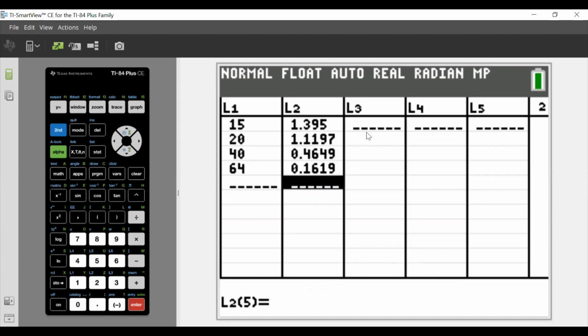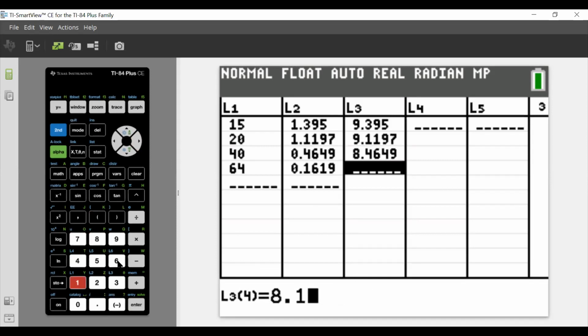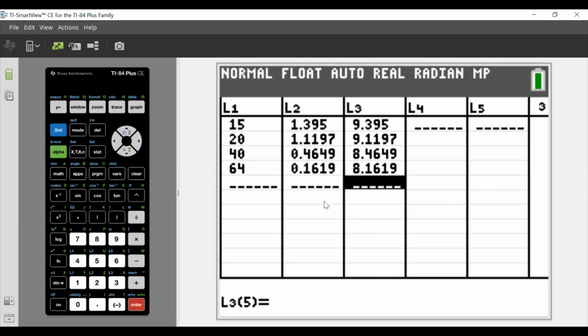And then basically, if we go over here to column 3, that's going to be then 9.395, and then it's going to be 9.1197, and then the next one's going to be 8.4649, and we'll have 8.1619. Okay, so those are going to be our values that we need.